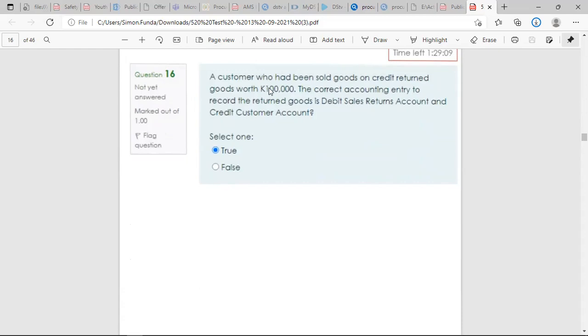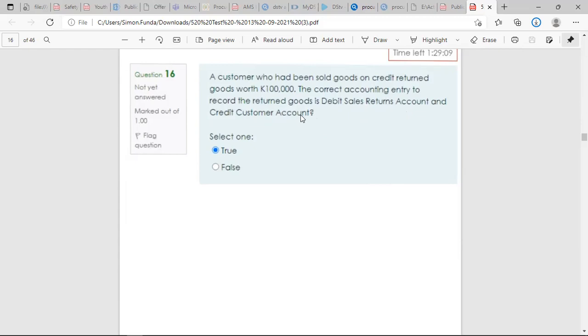So when a customer returns goods, the two accounts or ledgers that are affected that we are supposed to open are, one, the sales returns, and two, the customer account. So initially we sold the goods to this customer and the customer, a debtor, has a debit balance.